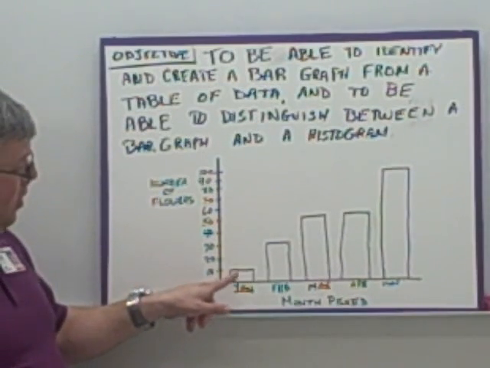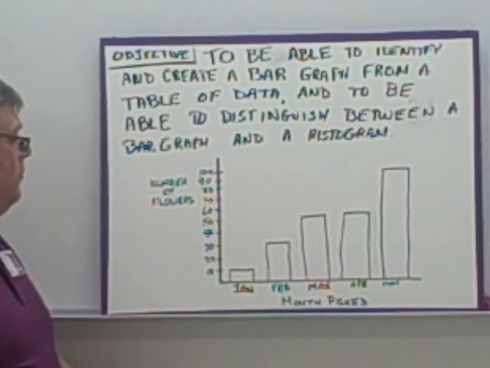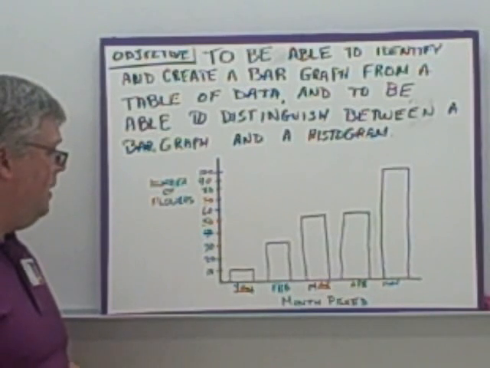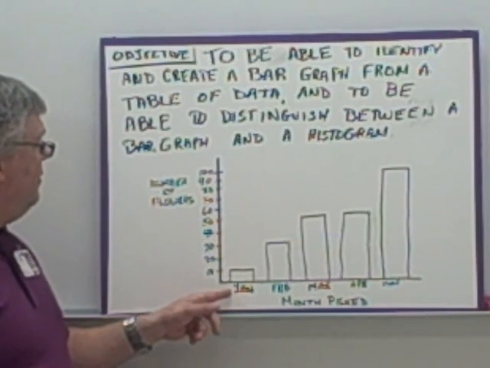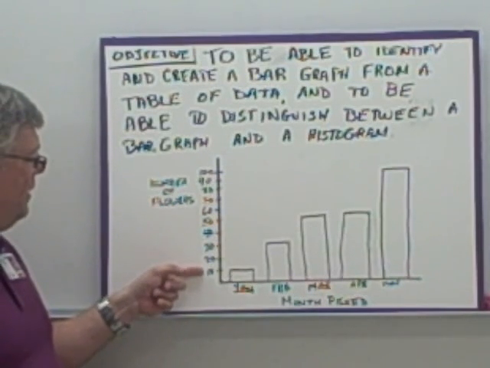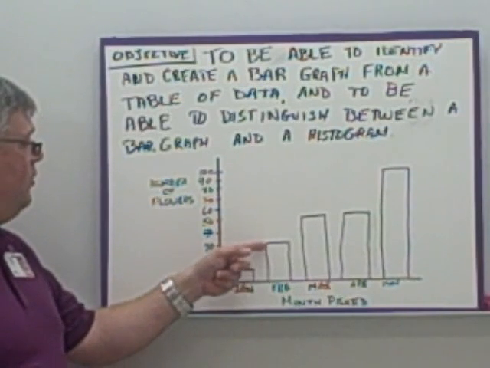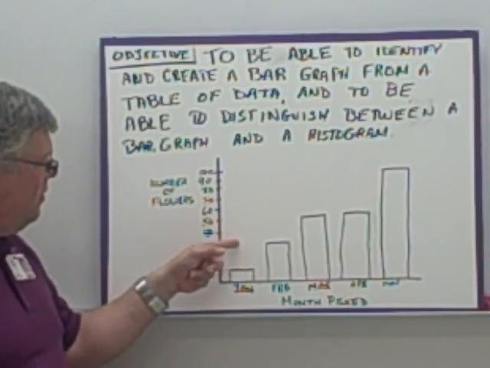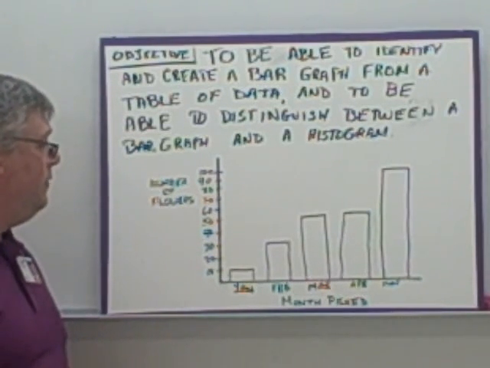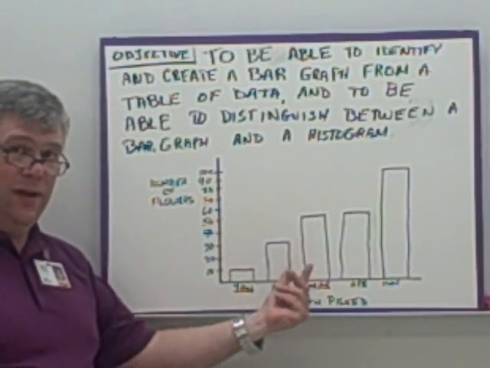You'll notice that there are bars for each of the values in the x here. And the height of these bars gives you information. In January here, according to the months picked, the number of flowers picked was only 10 flowers. 10 flowers picked in January. This one tells me that if I go along here, it's number 30, so 30 flowers were picked in the month of February.